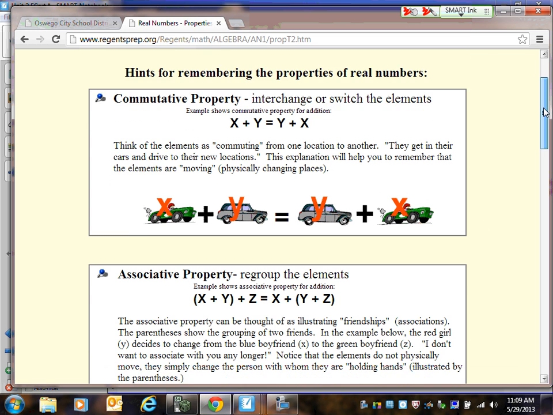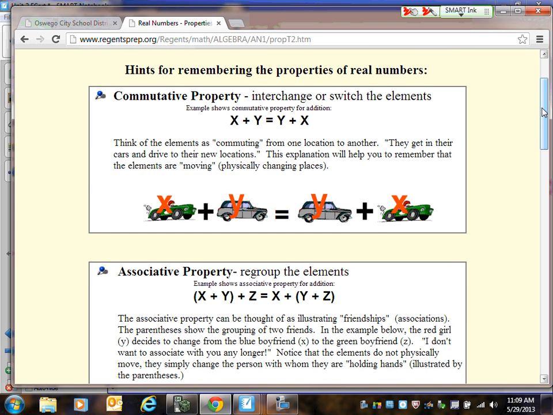Again, this is from regentsprep.org. Now here you have commutative properties. So just remember that commutative is basically kind of like someone commuting from work. You go from point A to point B in the morning, and in the afternoon you go from point B back to point A. So here you have this visual, you see these cards here, x plus y equals y plus x. So for commutative, you actually have a physical change in location.